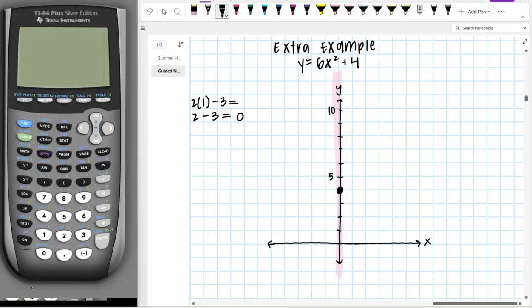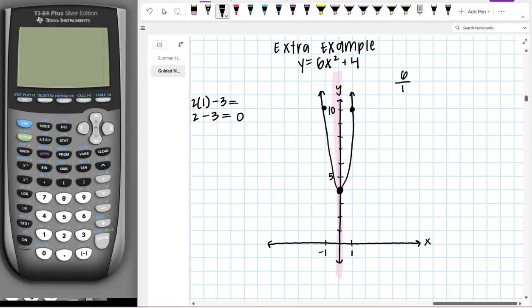So if we go up 6 and right 1, because 6 over 1 is the same as 6, that would place us at the point (1, 10). So we can also reflect that point to (-1, 10). And then we have our parabola.